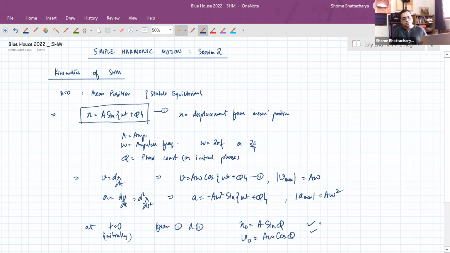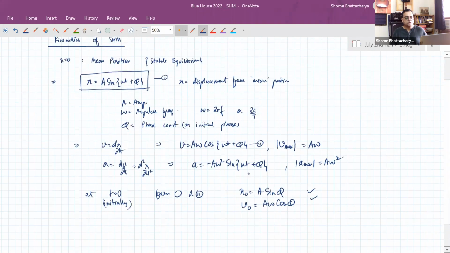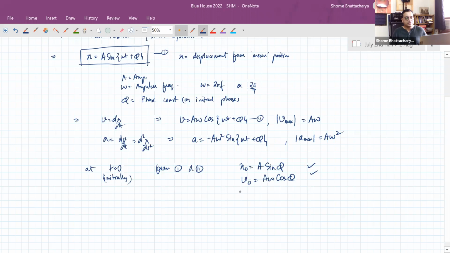So now using these two equations, we can find out the relationship between amplitude capital A and x naught and v naught, and phase constant phi, and again between x naught and v naught. So we can find amplitude in terms of what we call the initial conditions. That is, what is the position it's starting from, or what is the displacement from the mean position it's starting from, and what is the velocity with which it is starting.